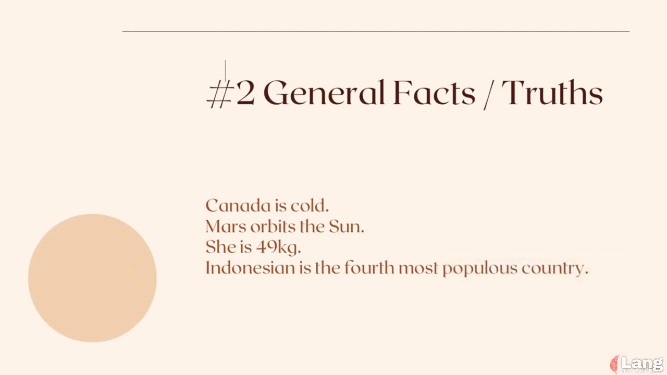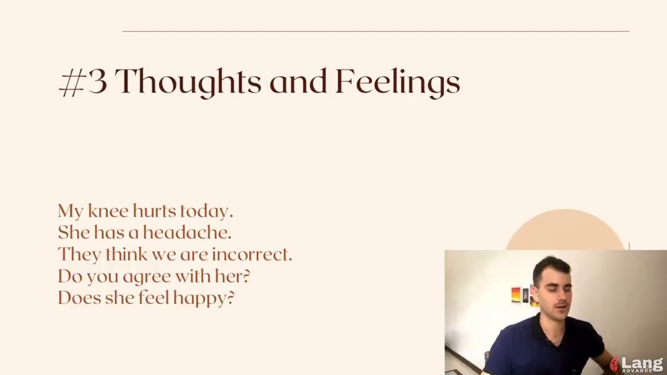Okay, number 2 is for general facts and truths. Canada is cold. Now that's just a general truth. It's always true, right? Mars orbits the sun. She is 49 kg. Indonesia is the 4th most populous country. These are things that are always true. They're facts. So for this, we use present simple. And finally, thoughts and feelings.